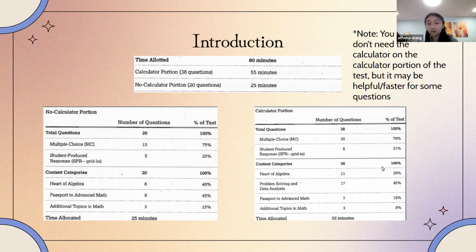Heart of Algebra, there are 11 questions. Problem solving and data analysis, there's 17 questions. So this one is more of the focus in the calculator portion. In Passport to Advanced Math, there's 7, and in additional topics in math, there's 3.